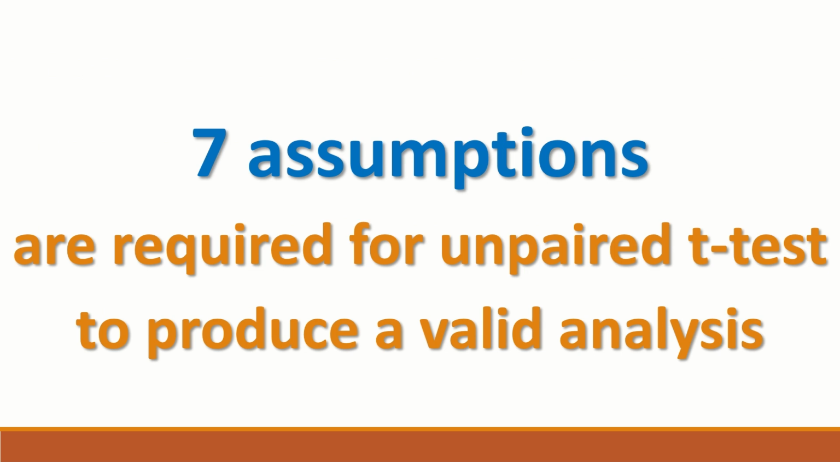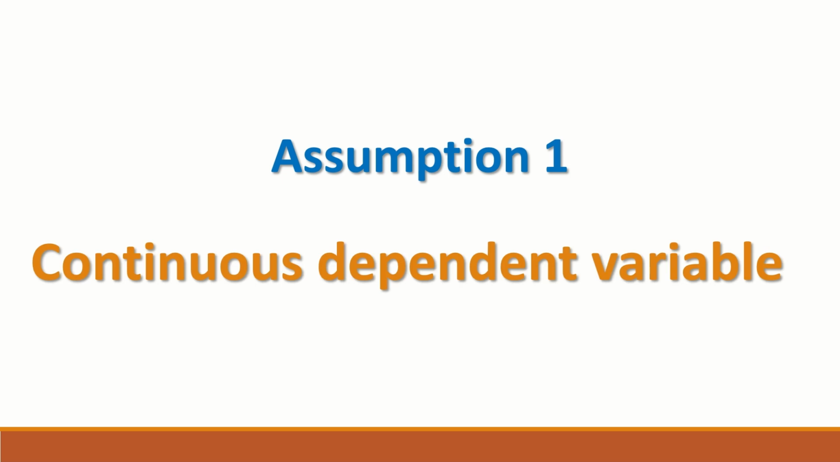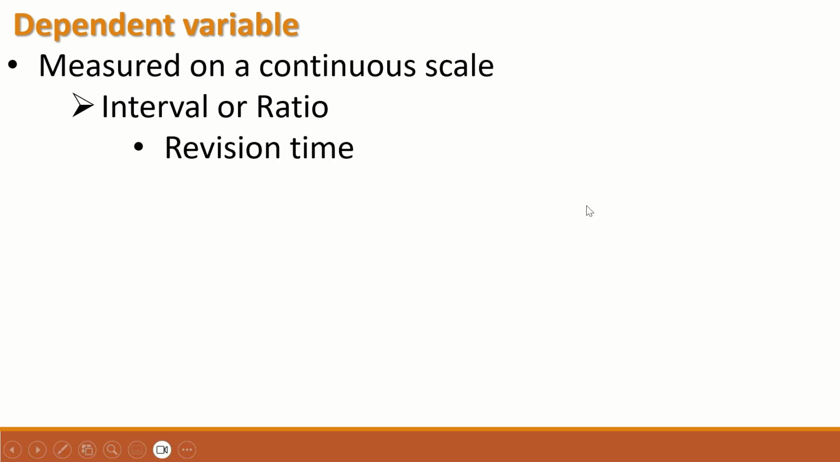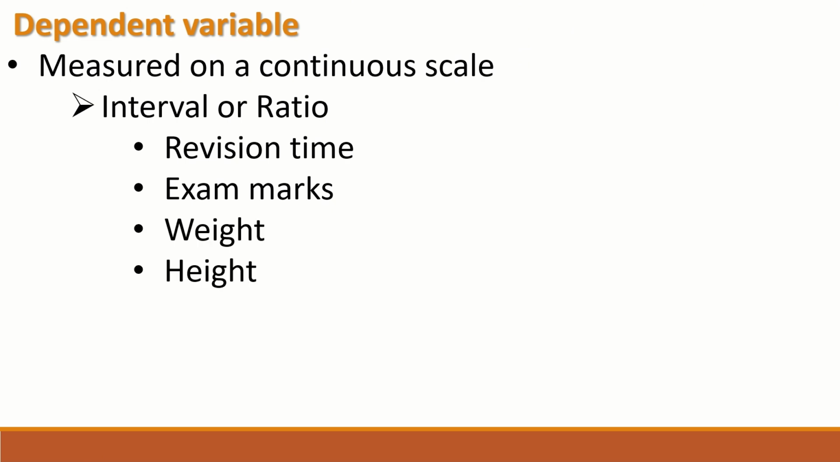So what are the assumptions for the test? There are 7 assumptions that are required for the unpaired t-test to produce a valid interpretation or analysis of the data. The first assumption is that the dependent variable has to be continuous. So the dependent variable is measured on a continuous scale, which can be interval or ratio, such as revision time, exam marks, weight, height, salary, age, and so on.